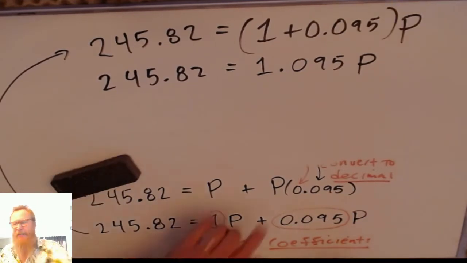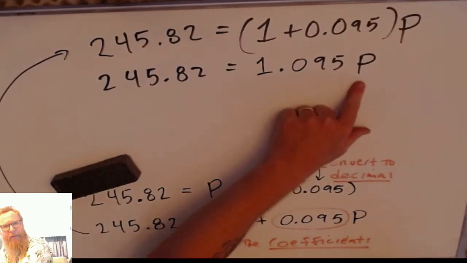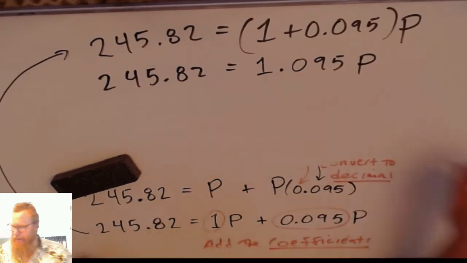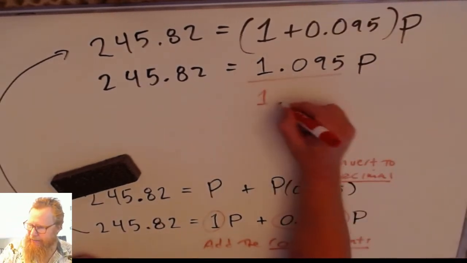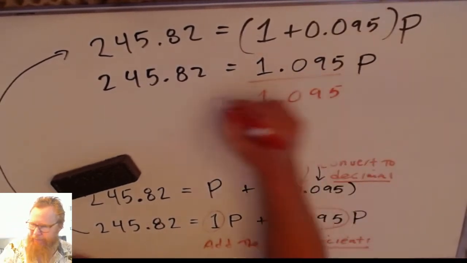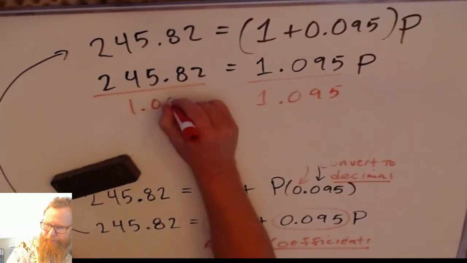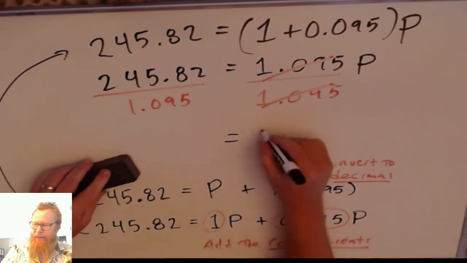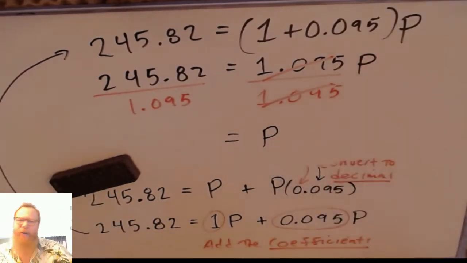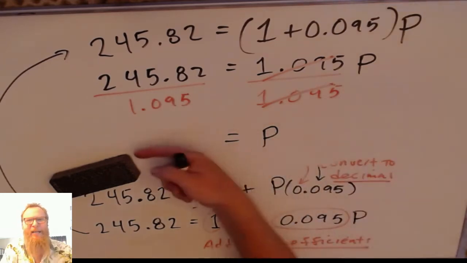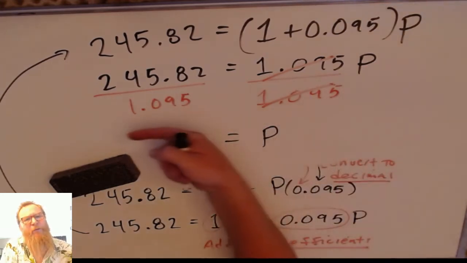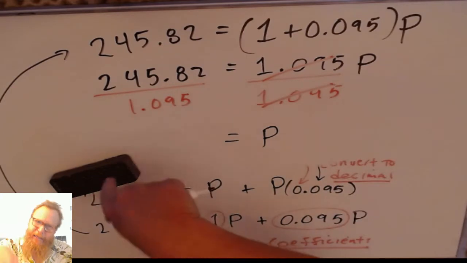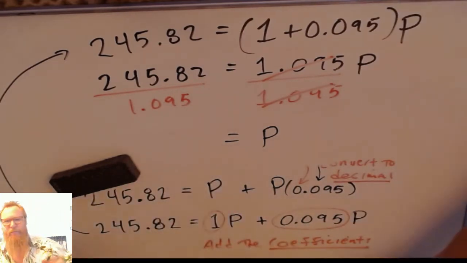Now we want to get P by itself, so we're going to divide both sides by 1.095. This time I did not rewrite the equation. I just wanted to show you that you could still get the right answer. It's going to read backwards, like the variable is on the right and the answer is on the left, but that's fine.